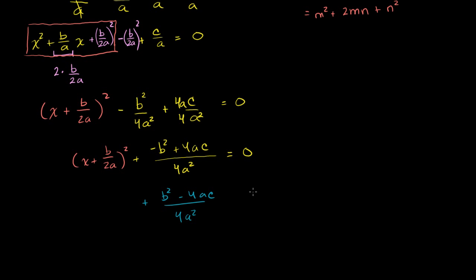And we're also going to add it on the right-hand side. Positive b squared minus 4ac over 4a squared. Anything I do to the left, I have to do to the right. What do we end up with?